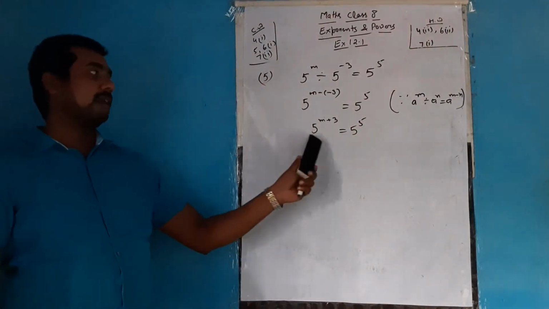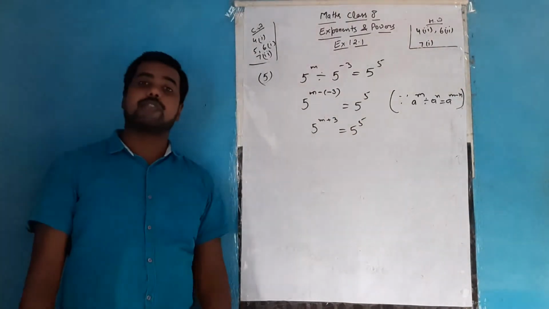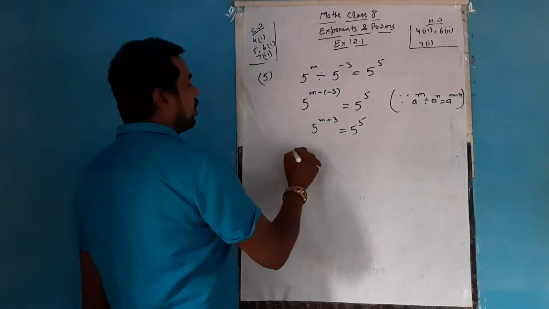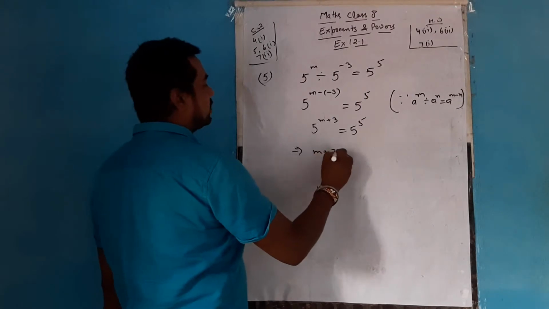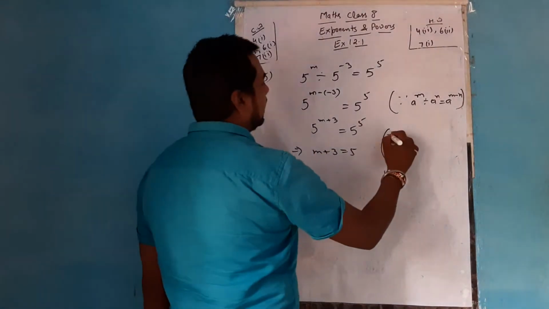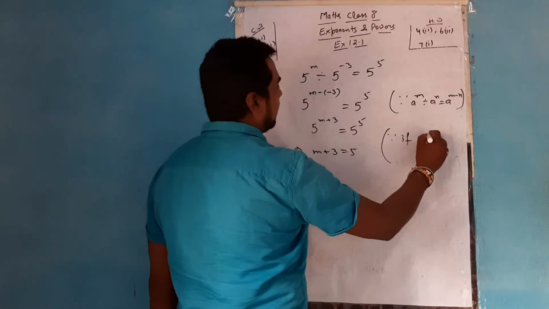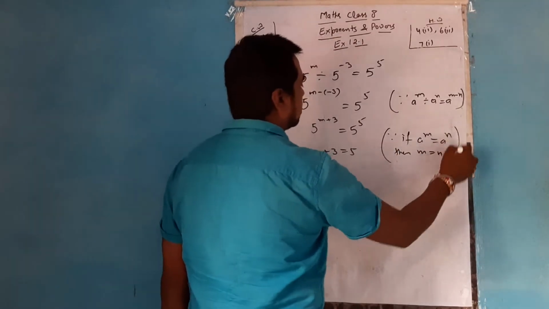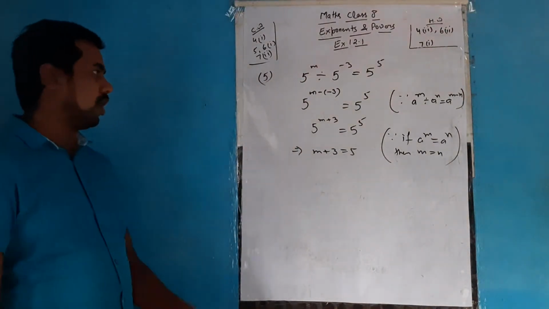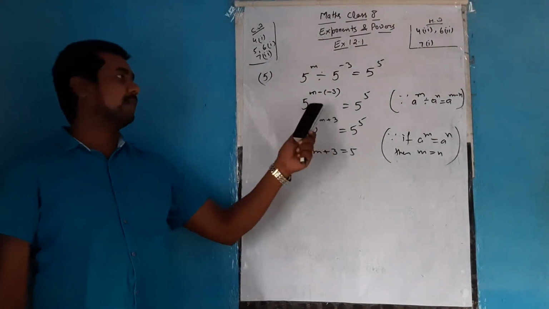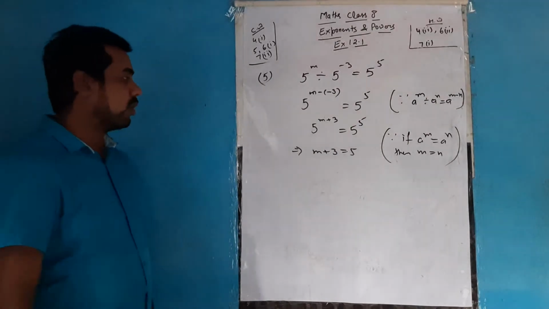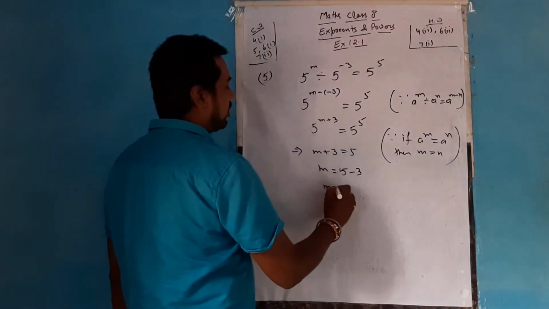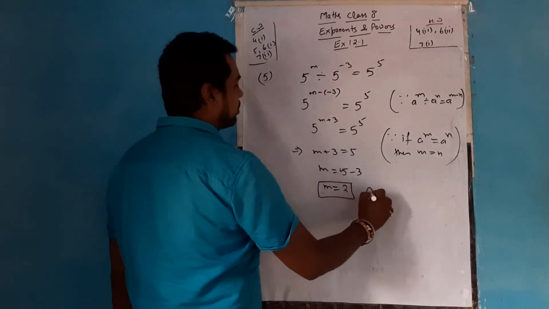Now you will see that the bases are the same on both sides of the equation. It means that we can make their powers equal. So now we can write it as m plus 3 equals 5. You can mention, if a power m equals a power n, then m equals n, which was the last law. Their bases are the same, so the powers now become equal, and then we can easily get the value of m: 5 minus 3. So the value of m becomes 2.